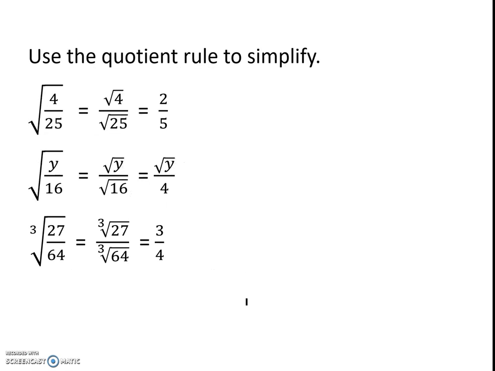Use the quotient rule to simplify, so we can rewrite the square root of 4/25 as the square root of 4 over the square root of 25. And we know the square root of 4 is 2, and the square root of 25 is 5. So our answer is 2/5.